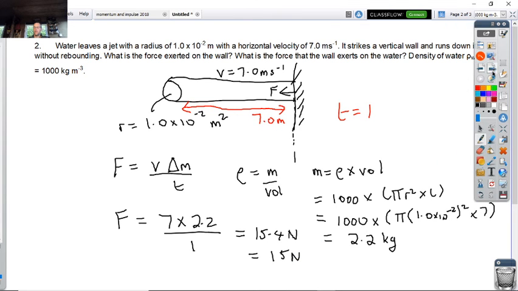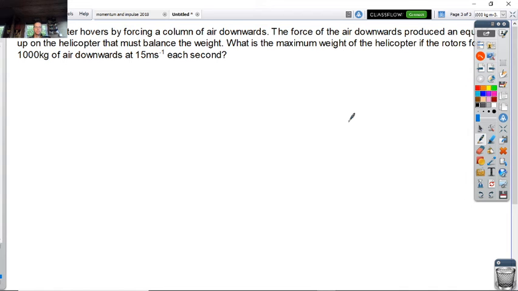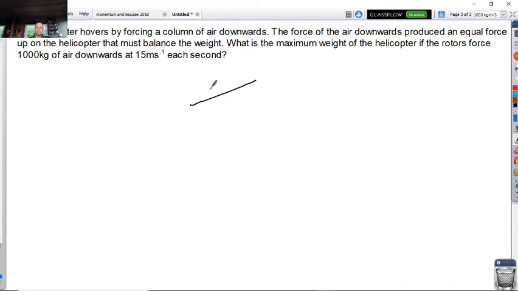And then the very last one, I'll show you my superb artistic skills. You've now got a helicopter. There you go, that's my helicopter. It's good for me. Then it's going to be blasting air downwards, and it's going to blast down with a velocity v. And this is where you've got the weight of the helicopter, mg, acting down. And as the air gets pushed down, it gives a force going up. And this force going up has to equal the weight of the helicopter to make it float or balance.